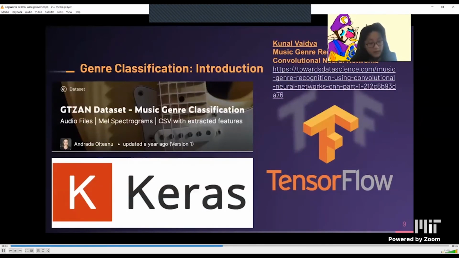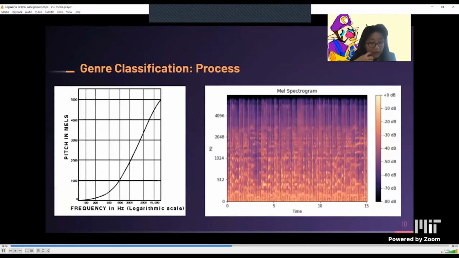We pre-processed our data by splitting each audio file into 5-second-long clips to increase the size of our dataset and to train our model to be able to recognize genres with shorter clips of audio. After splitting each clip, we generated MEL spectrograms for each audio sample.